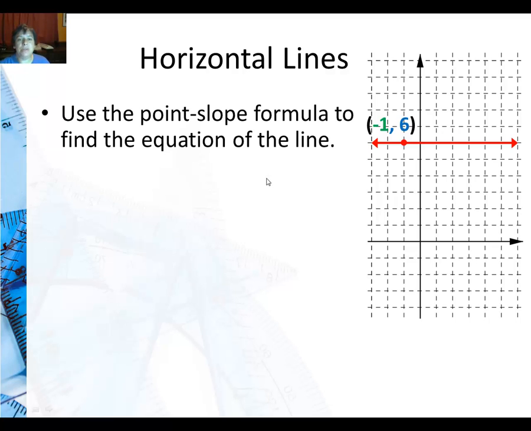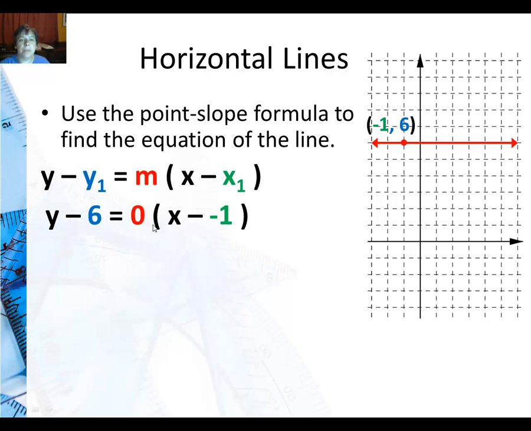Now that I know the slope is 0, I can use the point slope formula to find the equation of the line. So I'm going to use this point and the slope is 0. So there's a 0, there's a 6 into y1, the -1 into x1. Now 0 times anything is 0. So I don't even have to go x plus 1, 0x plus 0. It's all 0. Then I add 6 to both sides and I get the equation y equals 6.